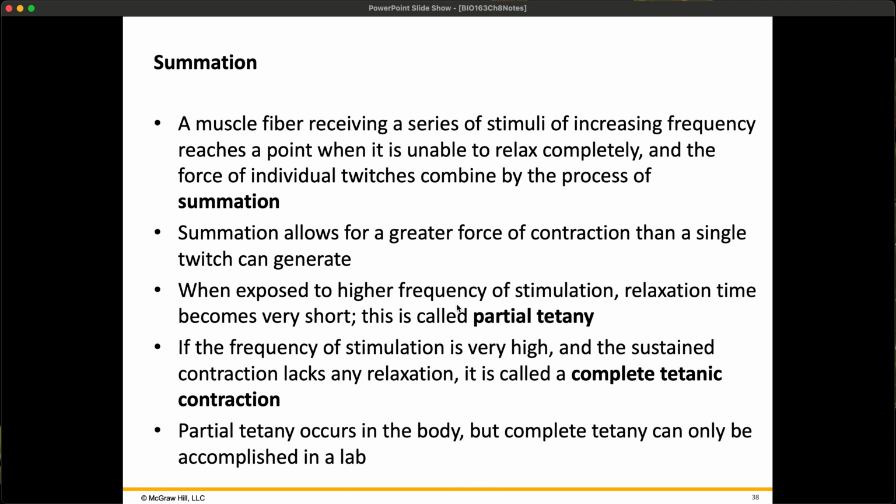Once you get up to a high enough frequency, the relaxation time becomes very short, and we call it partial tetany. And then if you have a really, really high stimulation rate, you can actually have a complete tetanic contraction. The thing to note is that you can only reach complete tetany in a lab. It's required to have some type of external electrical signal to reach complete tetany. Our nervous systems are only capable of partial tetany.